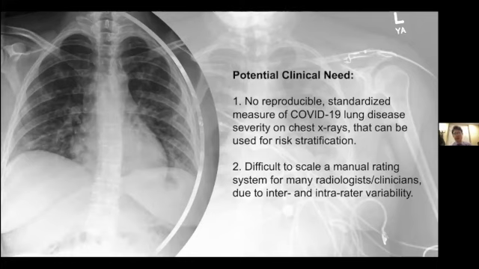So what we saw there was a potential clinical need that perhaps AI could help solve. The first issue was that there was no reproducible or standardized measure of COVID-19 lung disease severity on chest x-rays that could be used for risk stratification. And second, even if we had some sort of standardized grading system, it would be difficult to scale such a system for manual rating due to issues with inter and intra-rater variability.